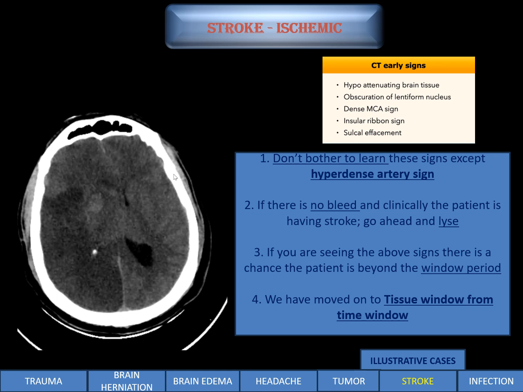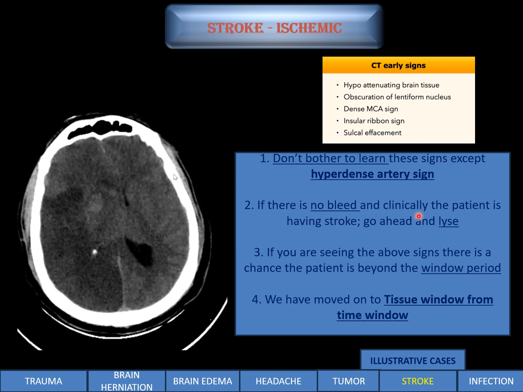Third thing is the dense MCA sign. We'll be discussing this. This is a very important sign, or maybe this is one of the most important things that we need to look for in a case of a stroke. Then there is the insular ribbon sign and sulcal effacement. Having said that, don't bother yourself in learning all the signs except for the hyperdense artery sign.